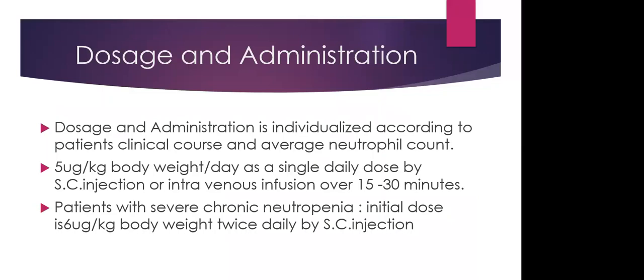Doses and administration are individualized according to the patient's clinical course and average neutrophil count. 5 microgram per kg body weight per day as a single daily dose by subcutaneous injection or intravenous injection over 15 to 30 minutes. Patients with severe chronic neutropenia: initial dose 6 microgram per kg body weight twice daily by subcutaneous injection.